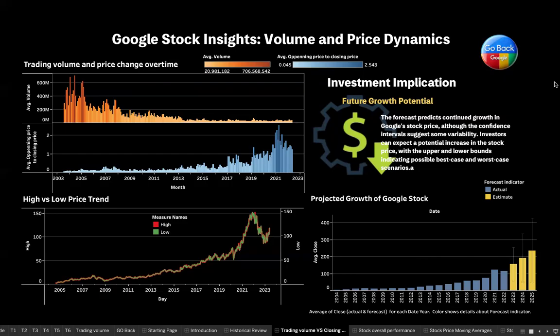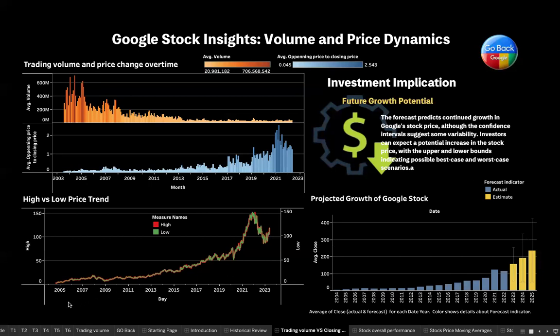Now let's look at the high versus low price trend. Over the years, we see a steady upward movement in Google's stock price. Both the highs and lows are rising constantly, which is a strong indicator for long-term growth. Of course, there have been some dips along the way, especially around 2022. But the important thing is how quickly the stock bounced back. It has proven itself to be a resilient investment, even in tough times.